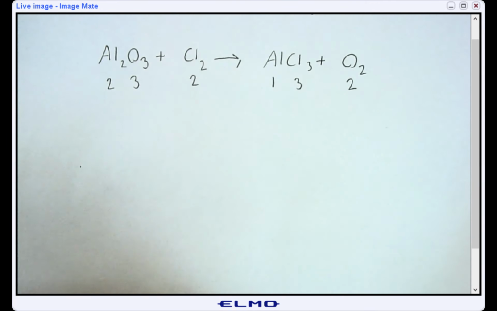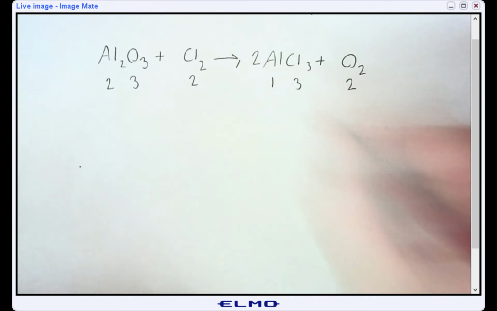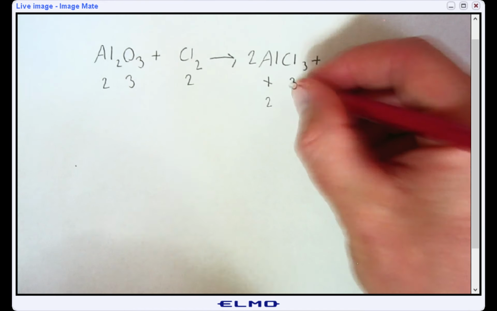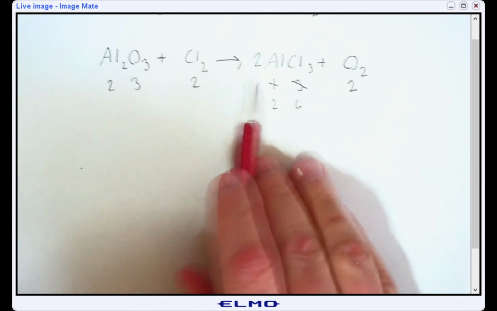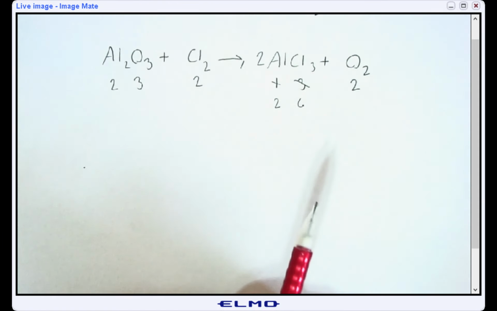They can both go into 2. So to fix that, we'll put a coefficient out in front. 2 times 1 is 2. 2 times 3 is 6. Do not forget about the second element.